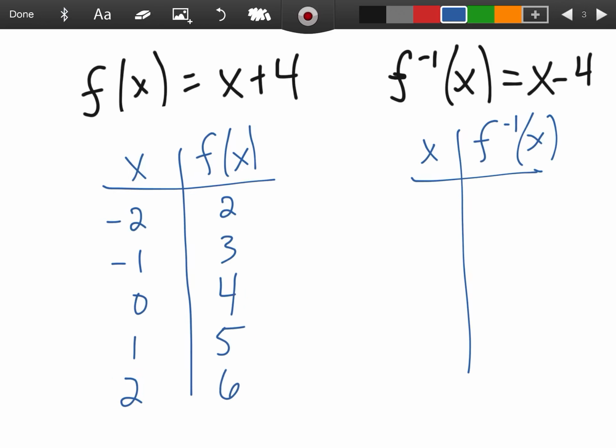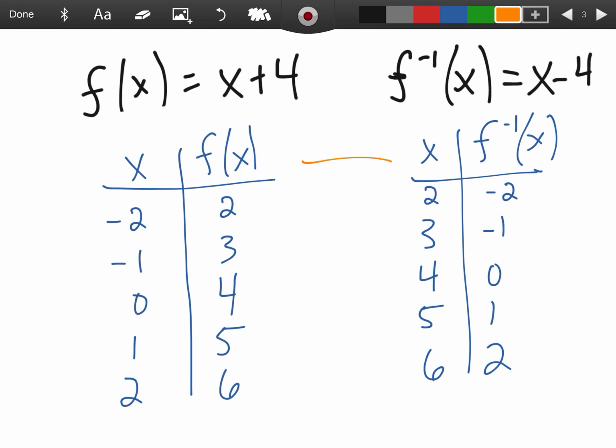Well, now what I'm going to do over here is plug in some different values for this inverse f of x. I'm going to plug in 2, 3, 4, 5, and 6 and see what I get out here. Well, I plug in 2 for x. 2 minus 4 gives me negative 2. 3 minus 4 gives me negative 1. 4 minus 4 is 0. 5 minus 4 is 1. 6 minus 4 is 2.